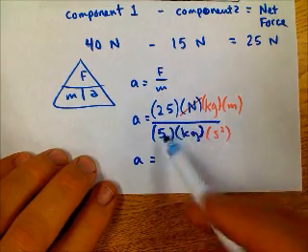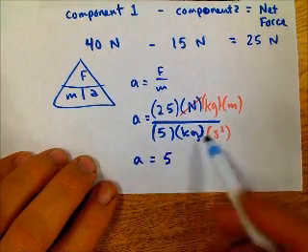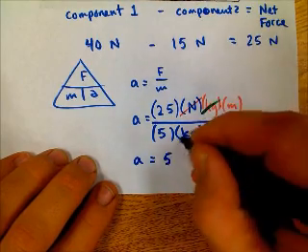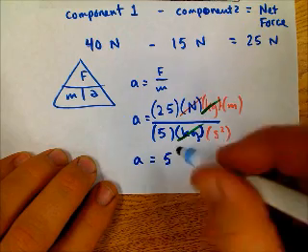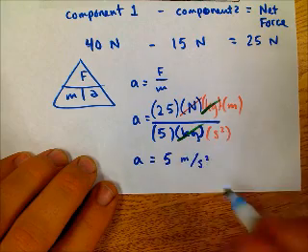When I go on my next line, I'm going to solve with algebra. 25 divided by 5 is 5. Kilograms and kilograms are going to cancel. And then what we're left with is meters per second squared. So we have 5 meters per second squared.